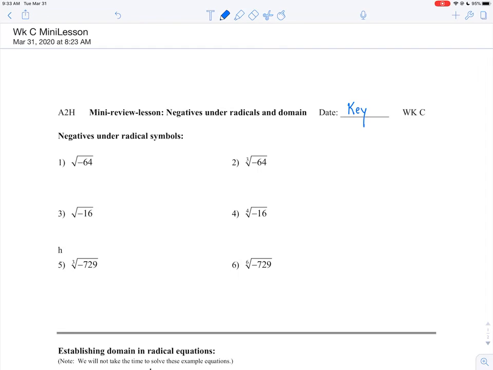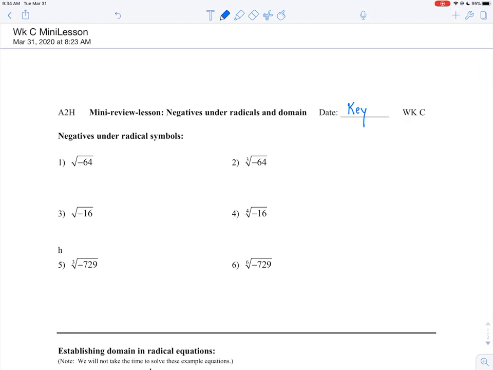Hi everybody, this is Mr. Murphy. I just wanted to do a quick lesson for you guys regarding negatives under our radicals, as well as establishing our domain with radical equations. I know this is something that Mr. McGivney's videos dealt with a little bit, but I wanted to have it all in one place for you guys, go over it quickly, and hopefully shore up any questions that you might have.